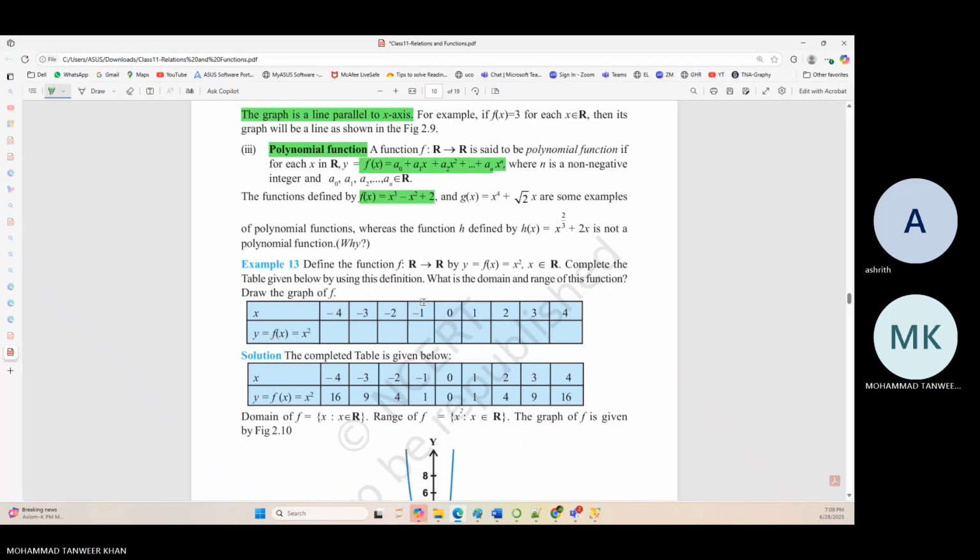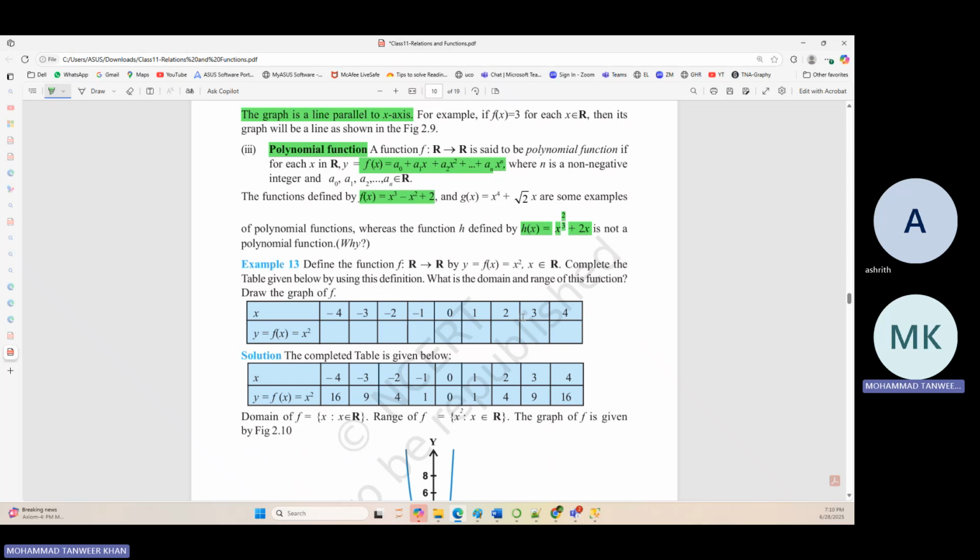Now, this is not a polynomial function. Why? Because the power of x is 2 by 3. It's a fraction, which is not allowed. Is that clear? It's clear, sir, because fractions are not allowed when you're taking powers.